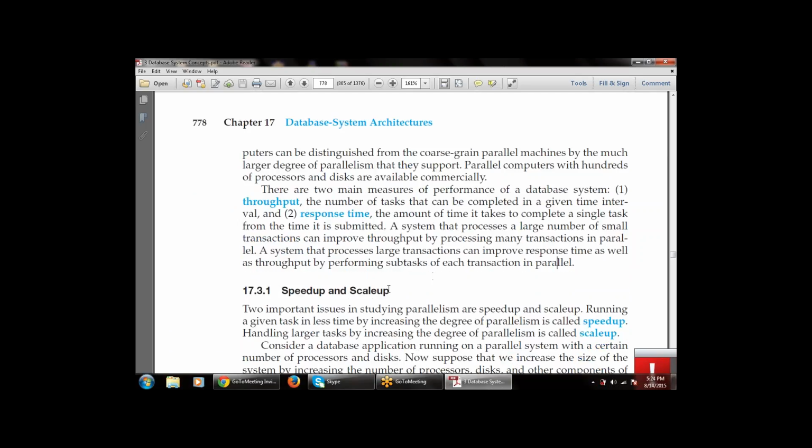The next topic is speedup and scaleup, two important issues in parallelism. Running a given task in less time by increasing the degree of parallelism is known as speedup. Handling larger tasks by increasing the degree of parallelism is known as scaleup.